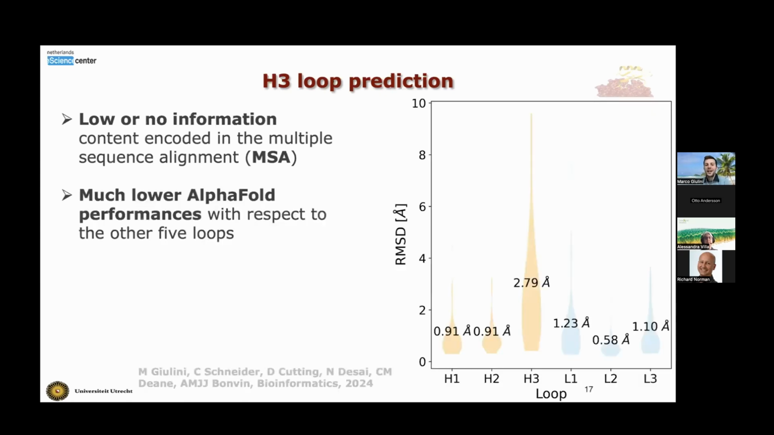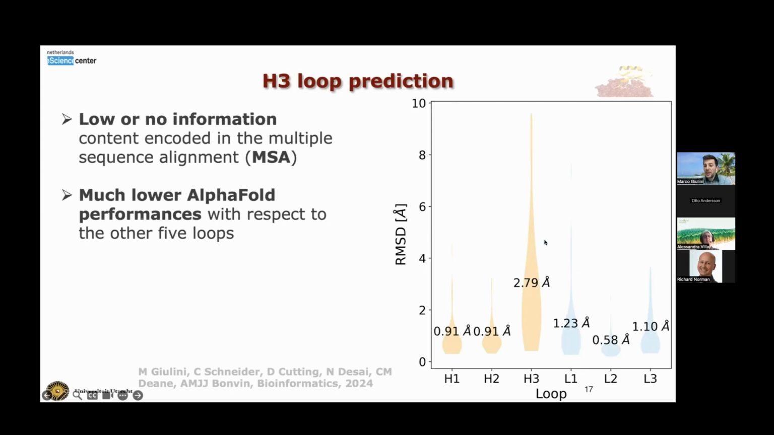Indeed, AlphaFold is doing much worse on this loop than on the other 5 loops. Here we can see that for the other 5 loops, H1, H2, L1, L2, and L3, the average prediction given by AlphaFold has an accuracy of around 1 angstrom, which is very good. So we can say that for the other 5 loops, the problem is kind of solved. Just trust the AlphaFold prediction, and most of the time you're fine.